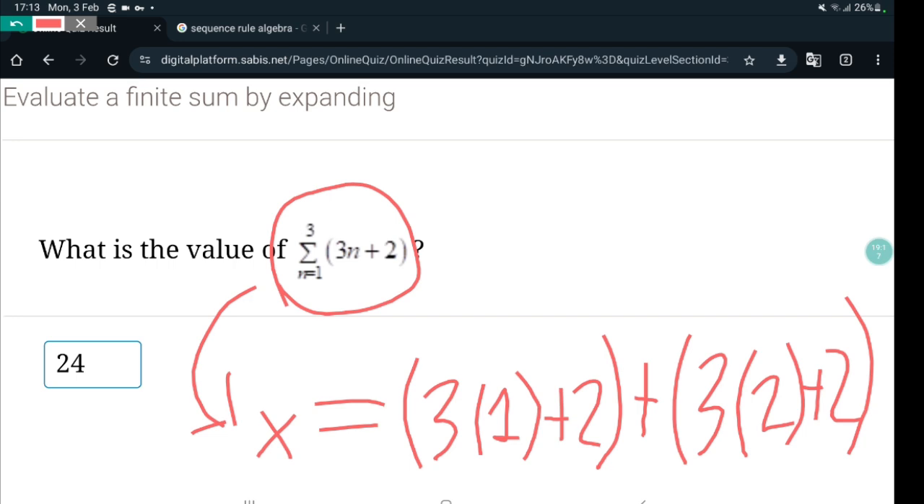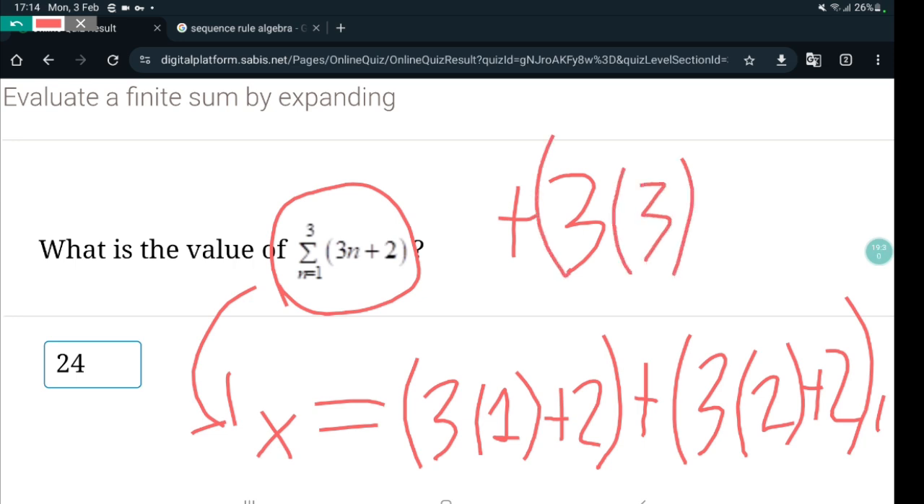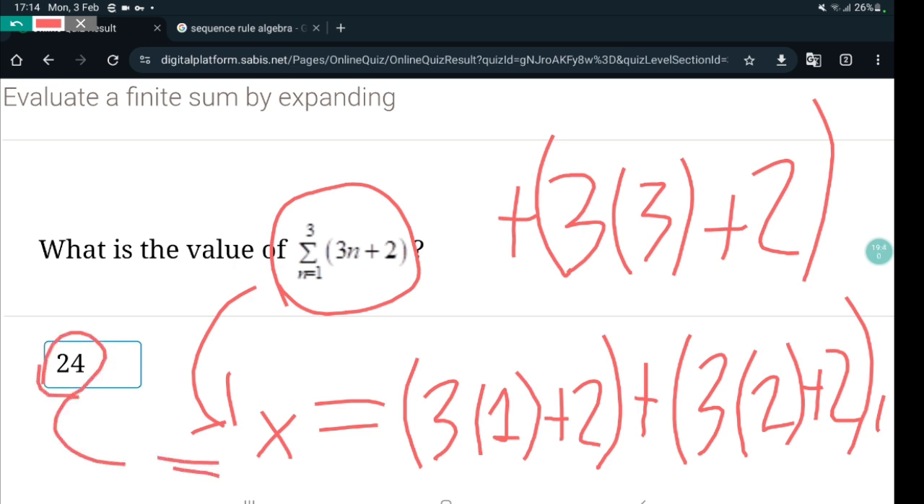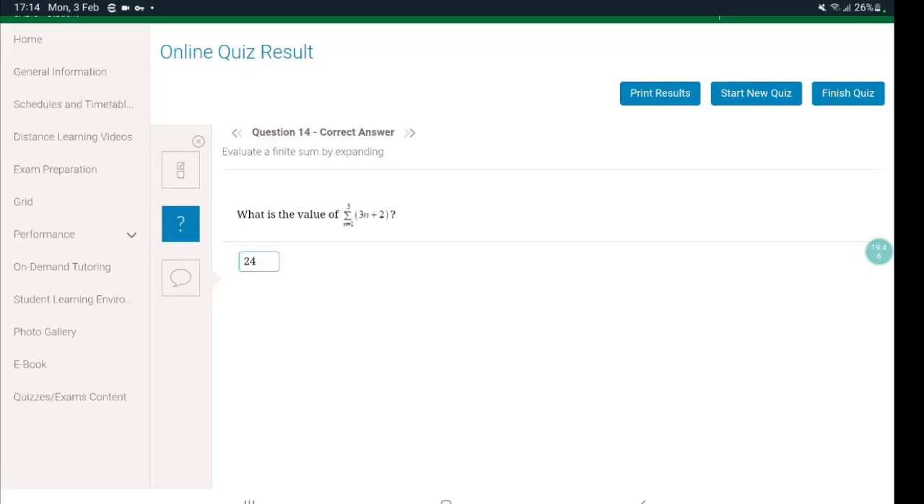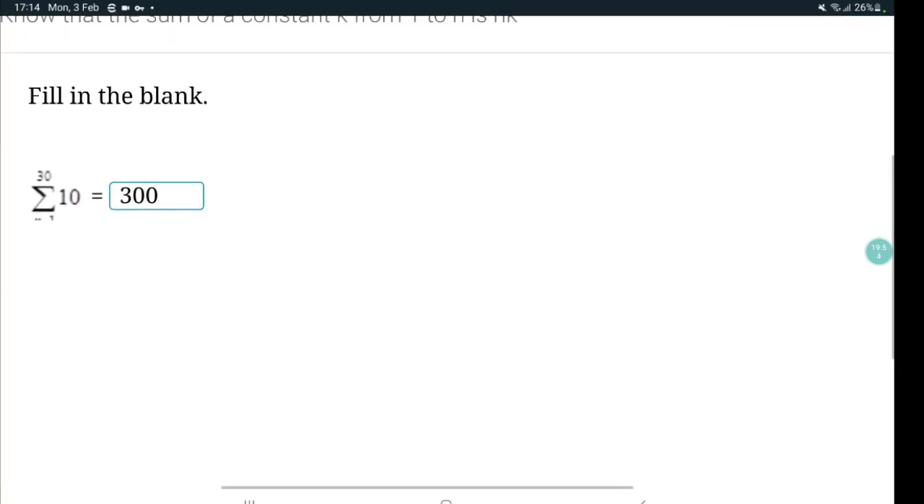So this is the last one. Imagine it's continuing here, so plus 3 times 3 plus 2. You solve it, you're going to get the answer. All of that is equal to this. Okay, next. I said I was going to do this question before the previous one. So let's come back to this question.